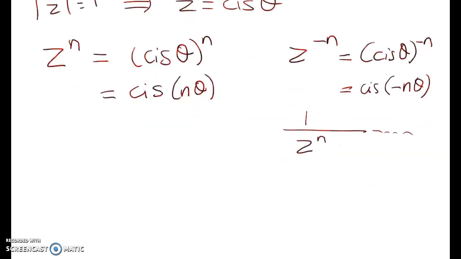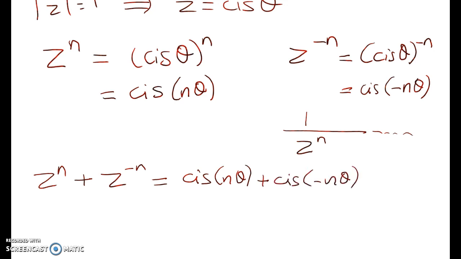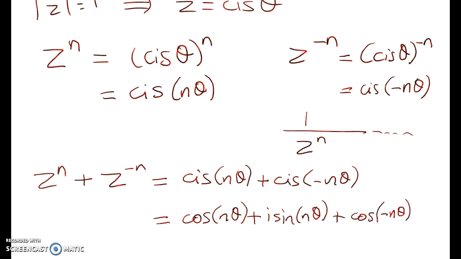So what does that give me? Well, we've got to work with Z to the n plus Z to the negative n, and our job is to show that it is real. So we're going to add these two things together. We'll start by writing it in abbreviated form, and now we're going to apply the definition of cis theta. So that's cos of n theta plus i sine of n theta plus cos of negative n theta plus i sine of negative n theta.